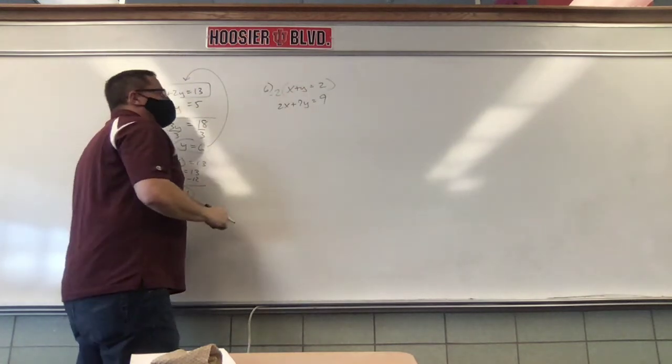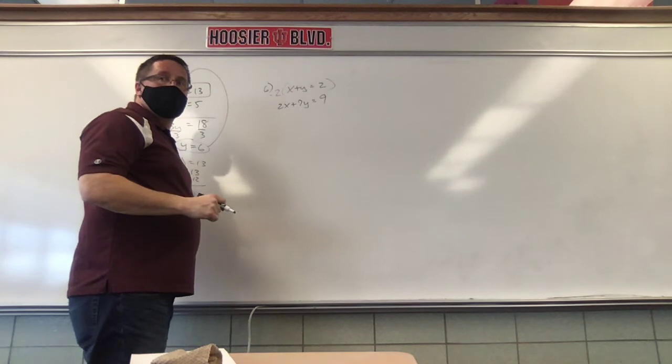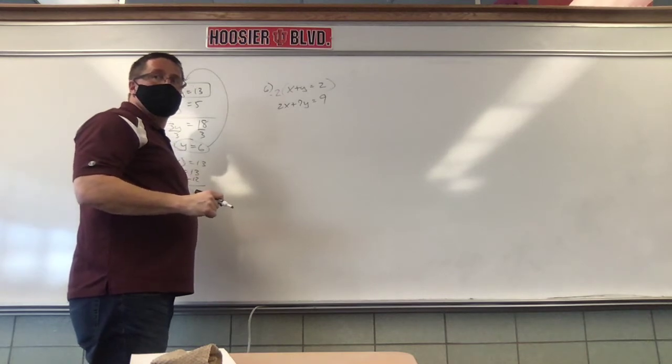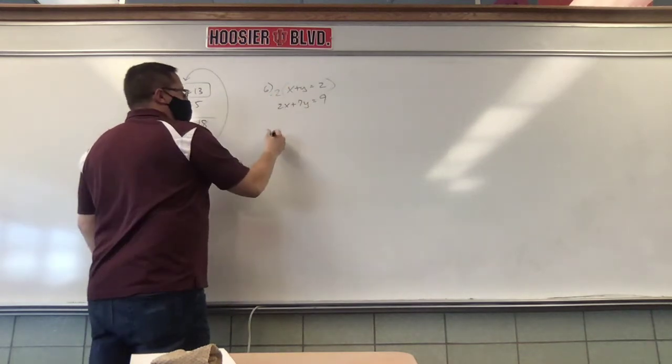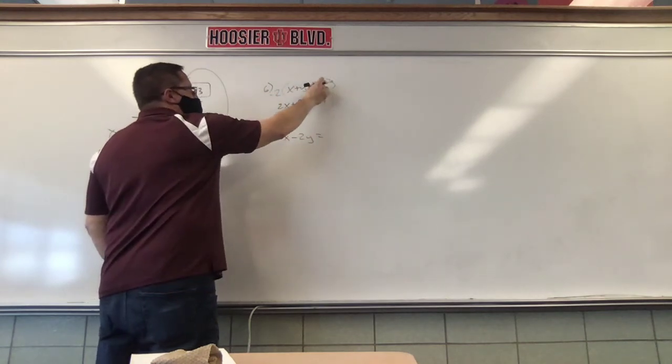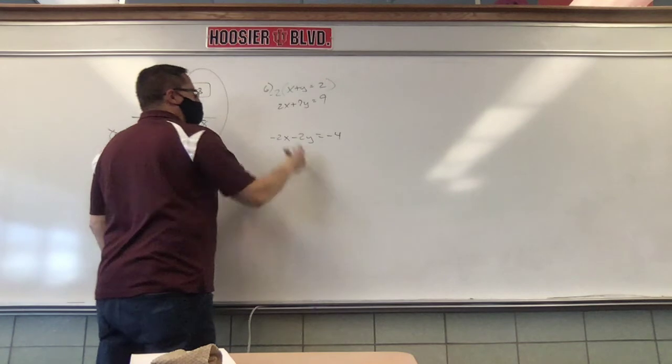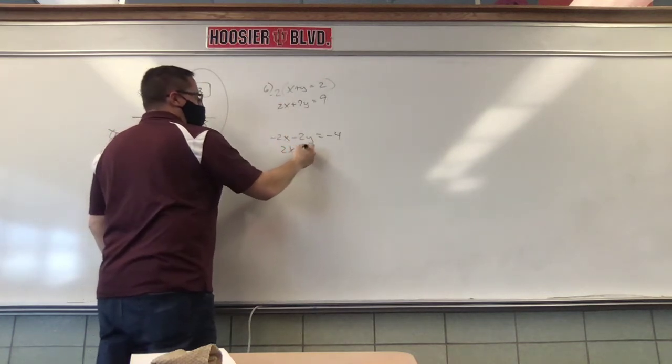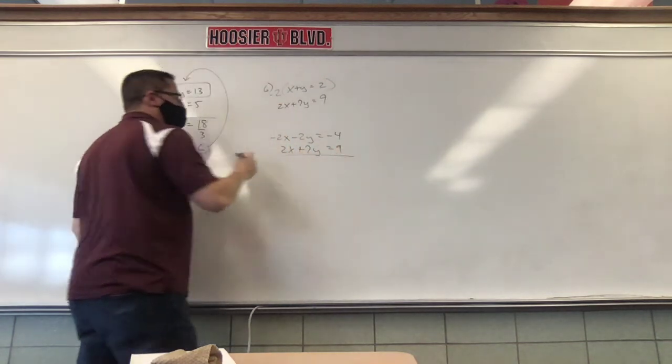Since you already have that, okay, you sure? Yeah. Okay, times by -2, so -2x, -2y. Don't forget to times that by -2. I'm gonna rewrite this second one. 2x plus 7y is 9. I like that I put that.